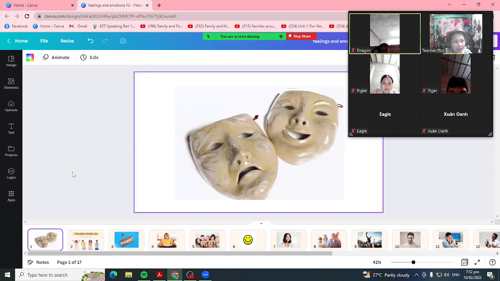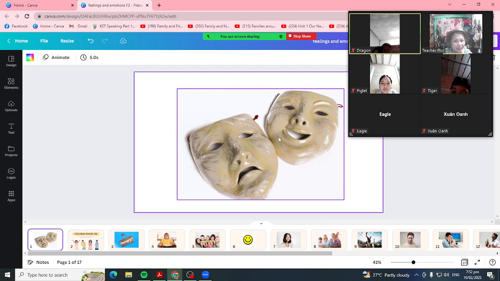Okay, so we will speak about feelings and emotion. So these are the pictures. Emotion and feeling. Some is looking at their face and their body language. Okay, so we have this picture.